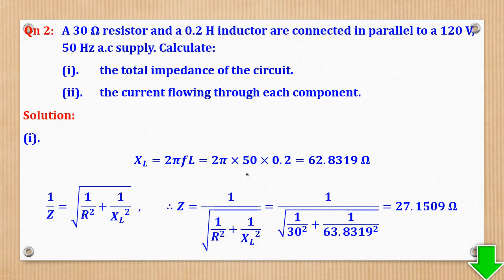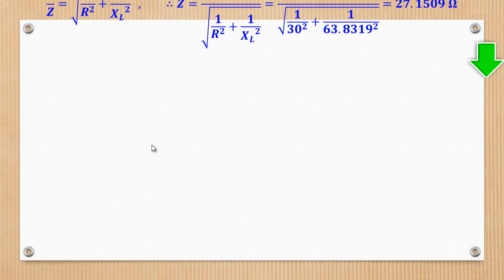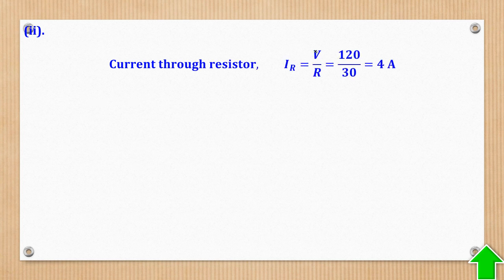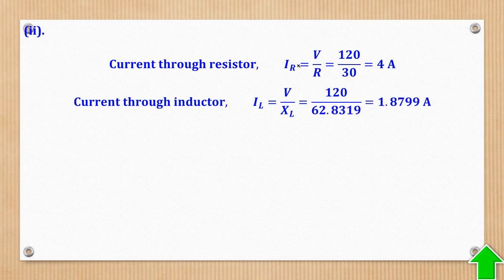Then for part (ii), they wanted current. For current, we already know the PD. So when I know PD and I know the reactance and the resistance, I can easily get the current. So here I'll say that for the resistor it will be V over R, and for the inductor it will be V over XL, and that's what they wanted.